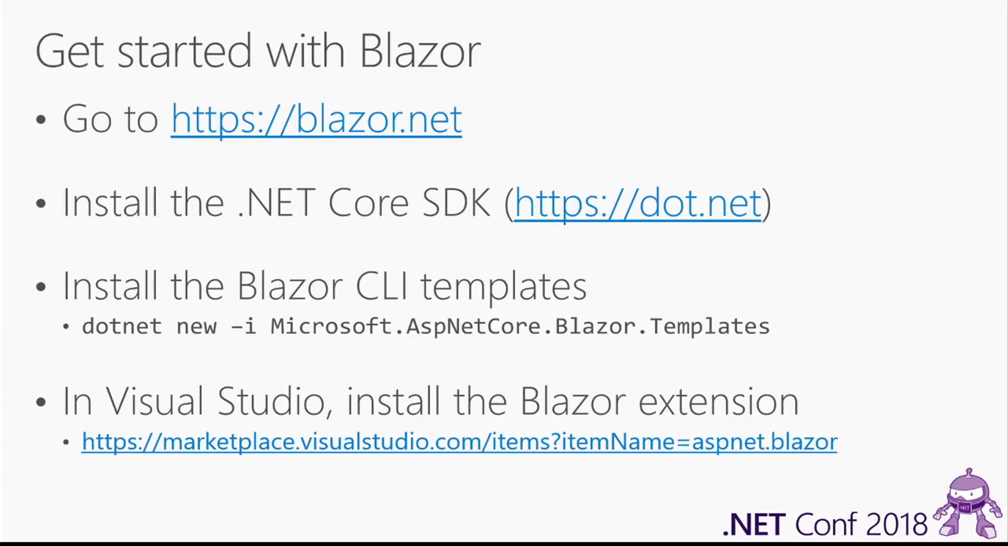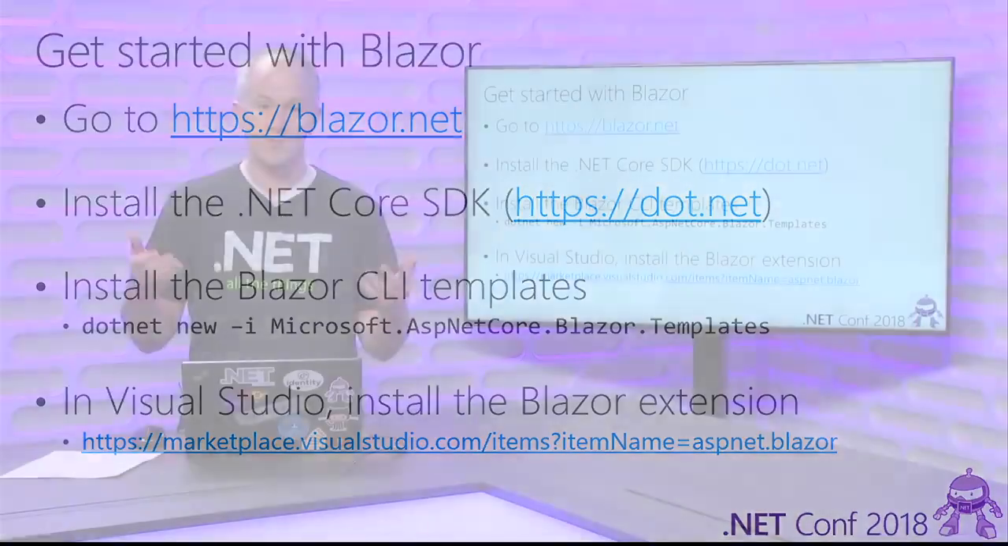So how can you get started with this? Well, first you're going to want to go to blazor.net. And then you're going to need the .NET Core SDK. So make sure you have that installed. If you're just operating on the command line, you can install the Blazor templates using the .NET Core SDK. Just dotnet new -i and type in the name of the Blazor template pack. And that will work then on Windows, Mac, and Linux. You can do cross-platform Blazor development.